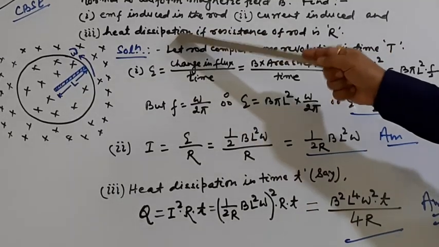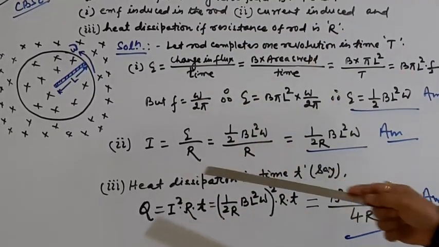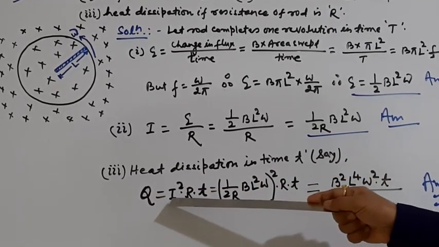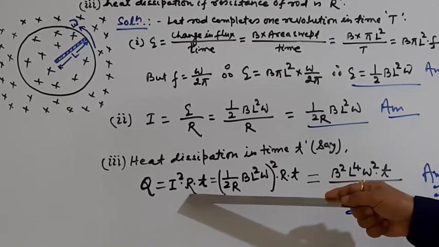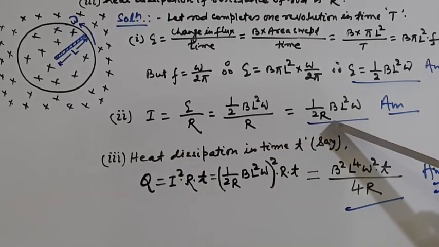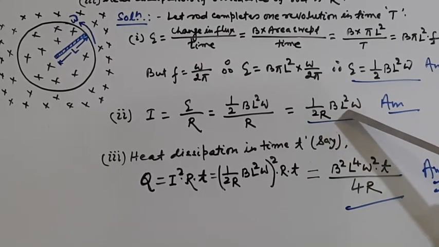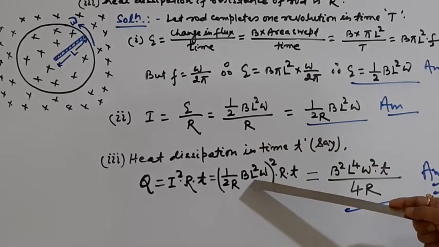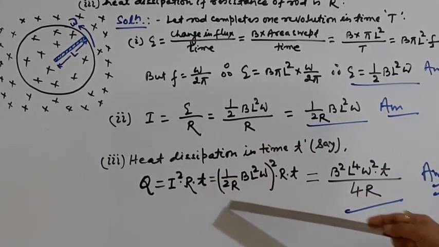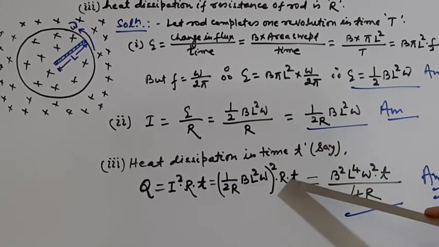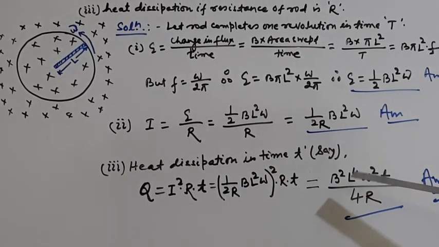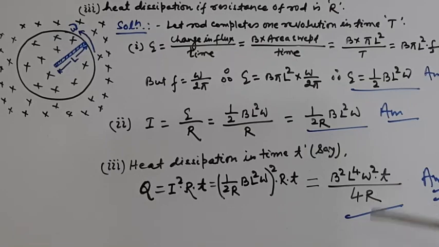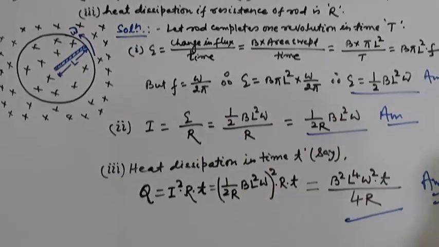Now the third part is the heat dissipation. Suppose the heat is dissipated in time t. Heat dissipation, suppose Q, the formula is what? I square R t. And I is half B L square omega by R. So we put in place of I, half B L square omega by R, whole square, and R is as it is, and t is as it is. We solve it and get the final value: B square L to the power 4 omega square t by 4R. So this gives the value of the heat dissipation. This way you can solve this type of problem.